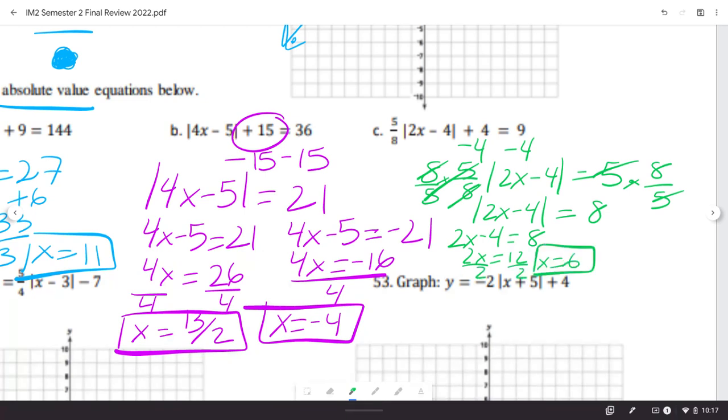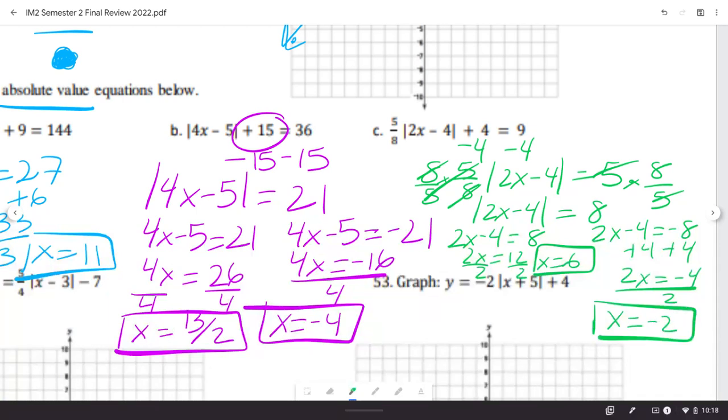And then the other one is 2x minus 4 equals negative 8. I add 4. 2x equals negative 4. Divide by 2. And x equals negative 2. Okay, so you should get two answers for all of these.